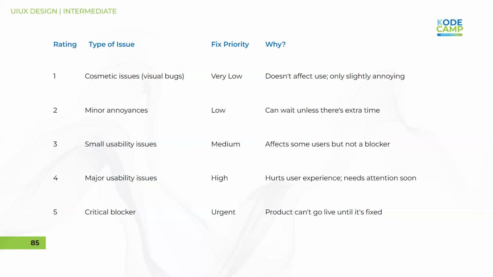So number 3 is small usability issues. That is medium, it affects some users, but is not a blocker. Okay. So number 4, major usability issues. So this is high. It hurts user experience and needs attention soon. Okay. So we now have number 5, which is a critical blocker, which is urgent. Without fixing it, nothing can actually work. So the product can't go live until it is fixed.